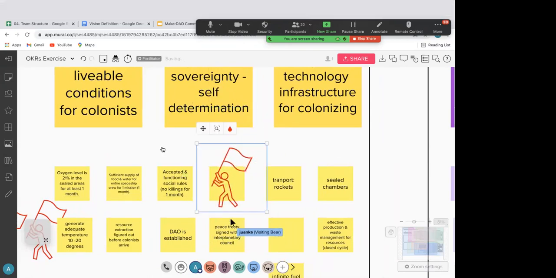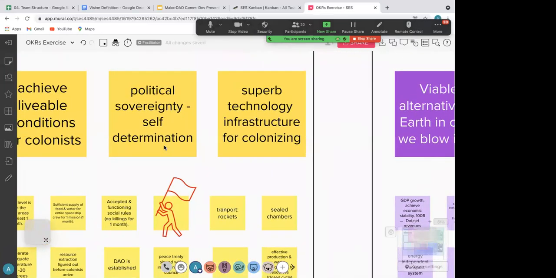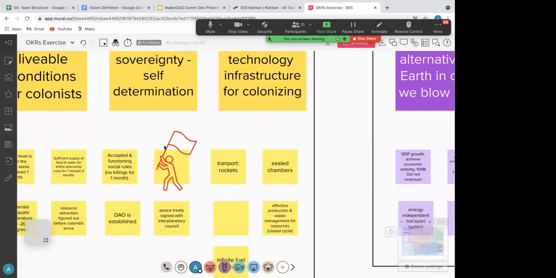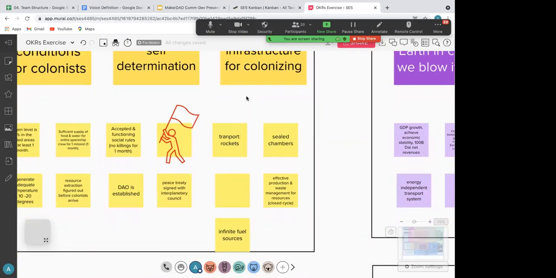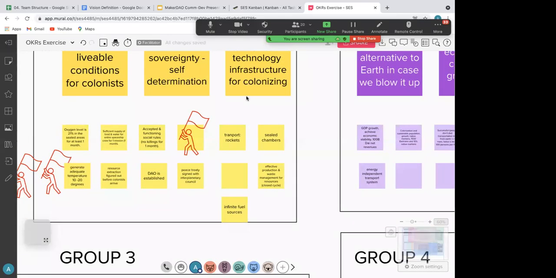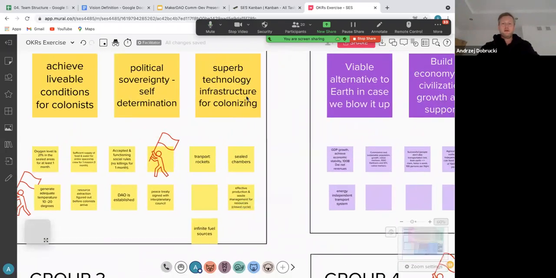And the third objective is super technology. Of course, we need technology. We need transport and rockets and sealed chambers, and we need renewable fuel sources and effective production and waste management, recycling, and these kinds of things. Thank you. Over to NASA.